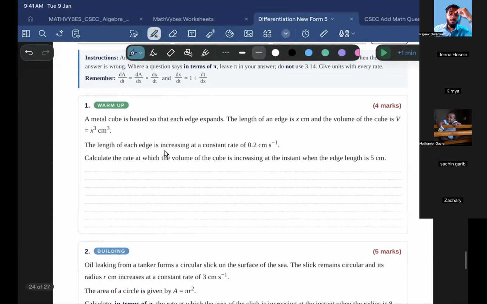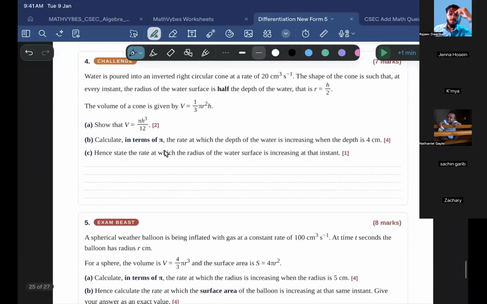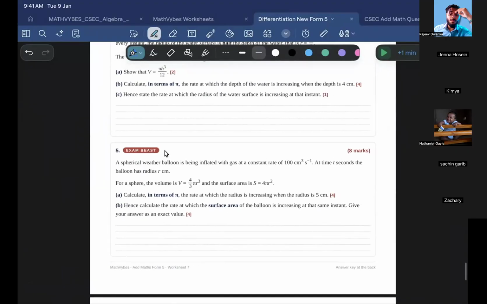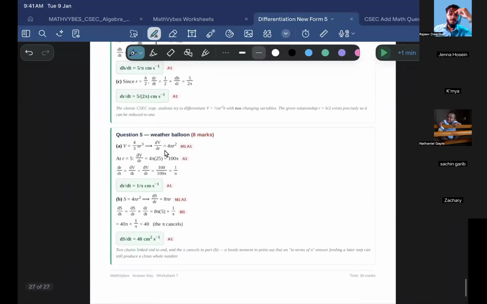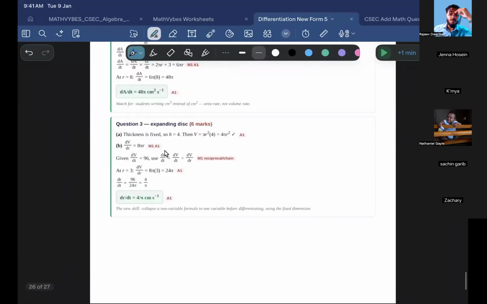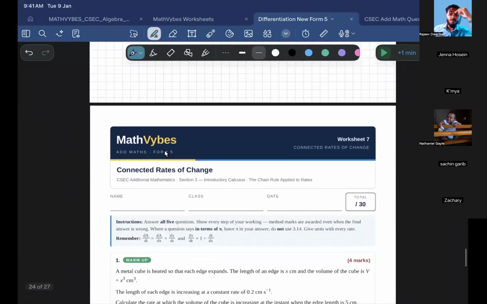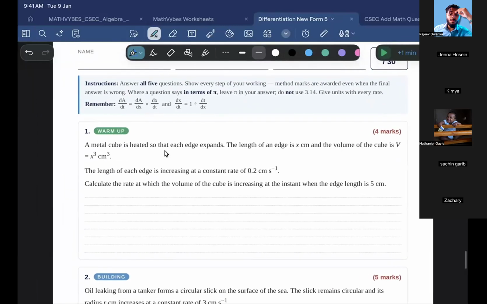Alright, I'm giving you all some questions: a warm up, then build in, then stepping up, then challenge, then exam beast. I have the full answer key, so you don't need me unless you're really lost and can't figure anything out. And if you all want, I could go on a live and we could correct this so it wouldn't take away from class time.